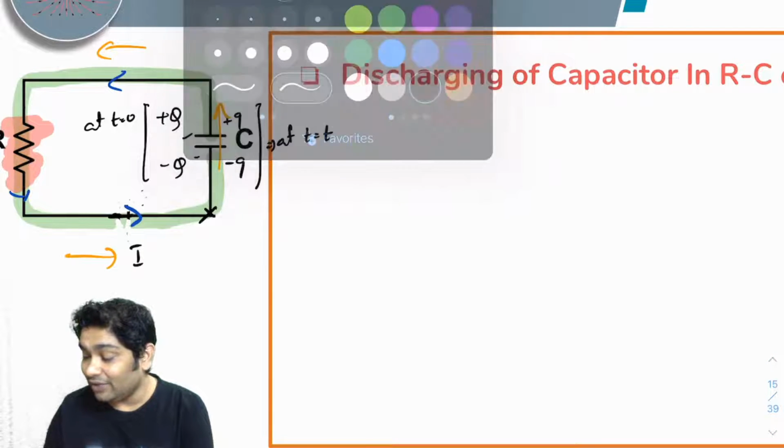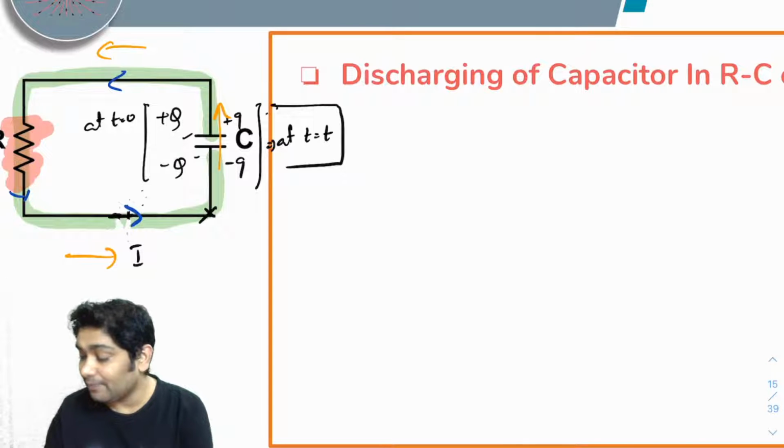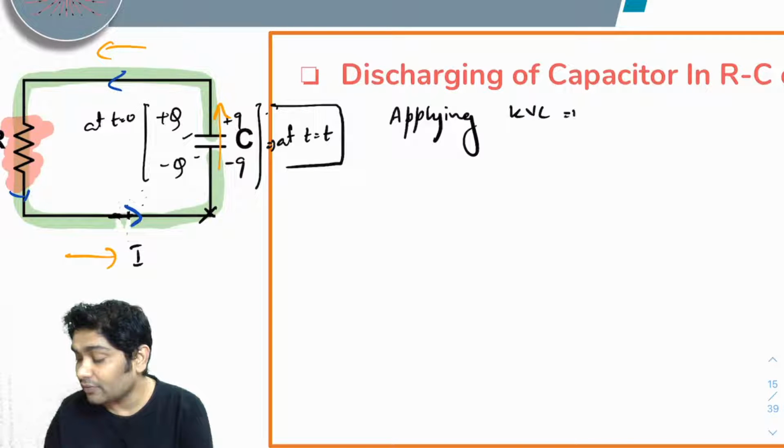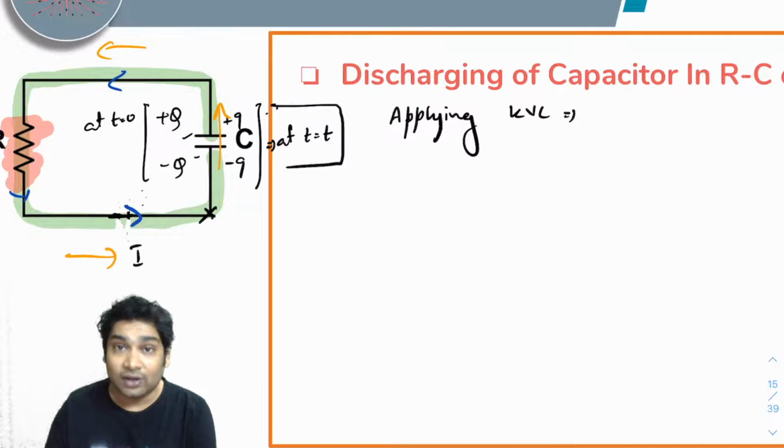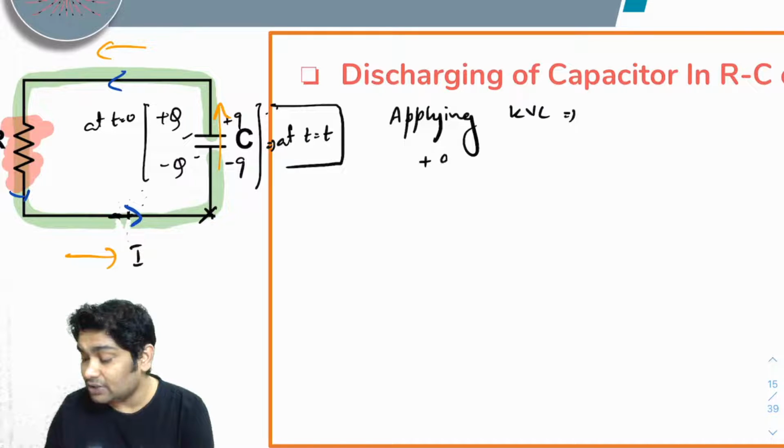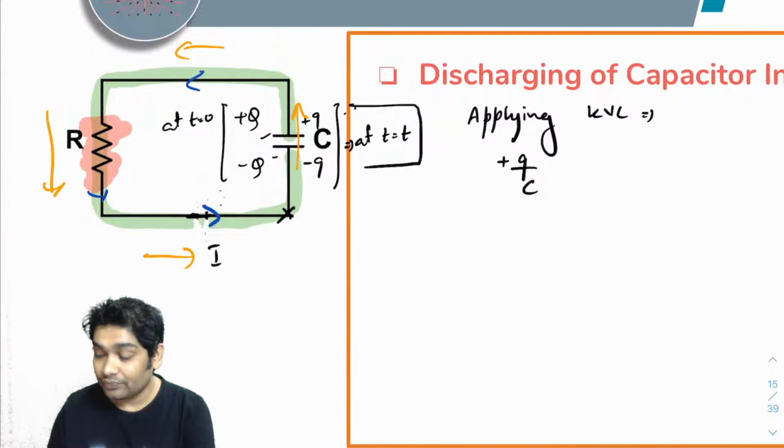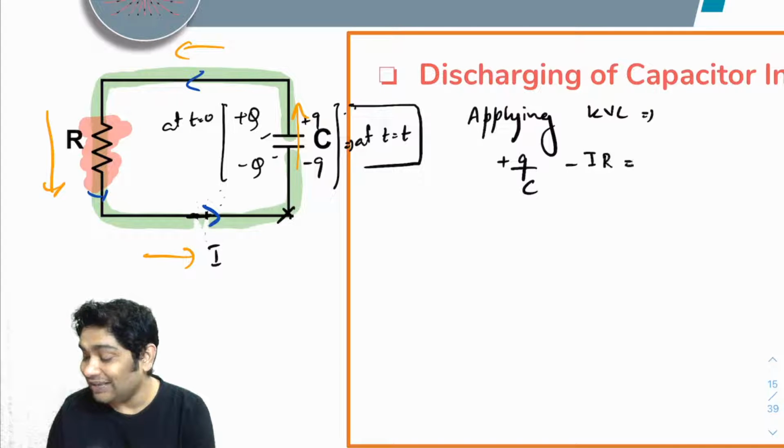So applying KVL, let's see what we are getting. When I start from here and cross this, I get plus q over C. And here when I cross this, it will be minus I times R, and this should be equal to 0.